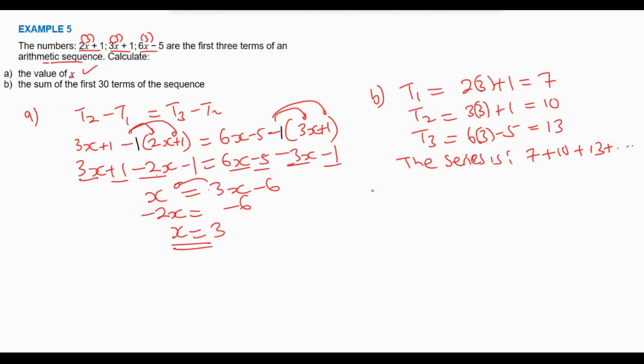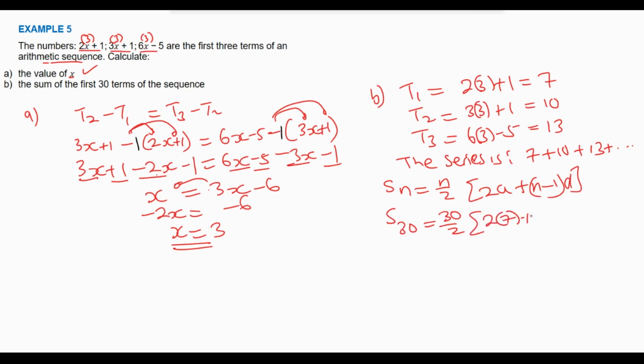And then let's find the sum of the first 30 terms. Sn is equal to n over 2, then (2a plus (n minus 1)d). Then the sum of the first 30 terms, 30 over 2, then our a is 7, 2 times 7 plus 29 times d, n is 30. Then the difference is 3. Okay, 10 minus 7 is 3, 13 minus 10 is 3. Let me just put this in the calculator. The sum of the first 30 terms is 1515.